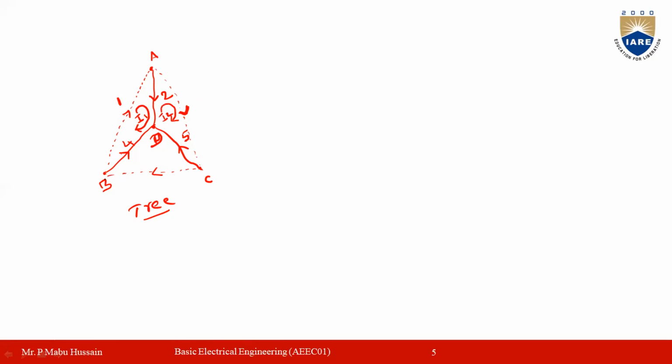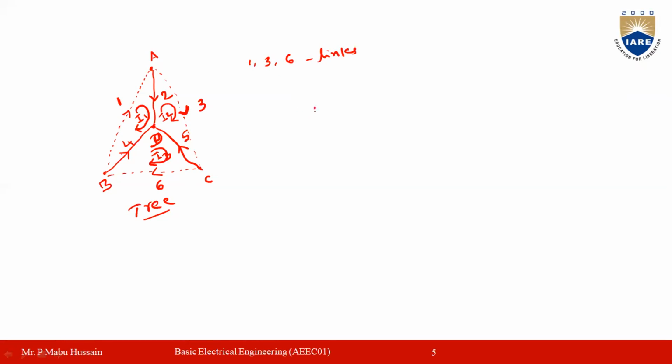Now if you add the link BC, this is the sixth. If you add the link 6, you will get another loop current here. In the direction of the link, that current will be I3. So here this is 1, this is 3, this is 6. These are the links. By adding each link to the tree, you can form one closed path.